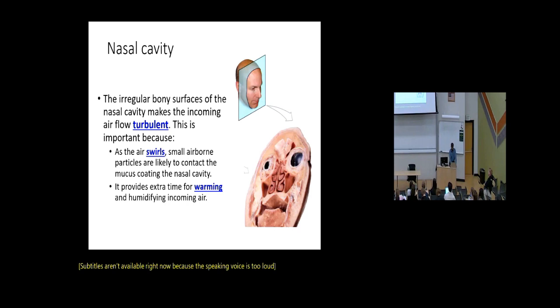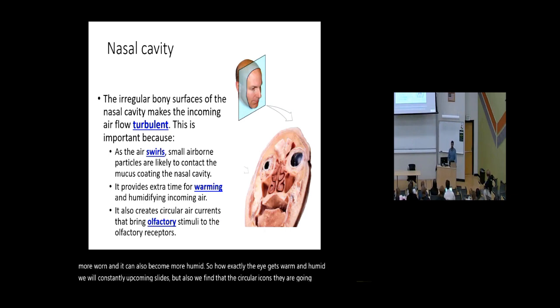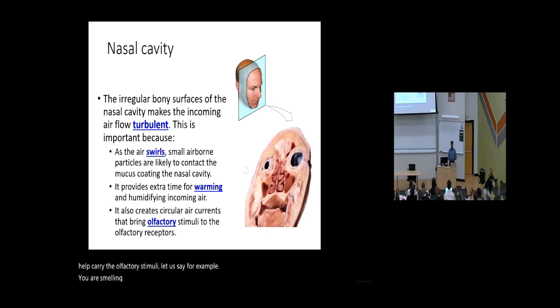And we also find that the longer it spends there, the air can become more warm, and it can also become more humid. How exactly the air gets warm and humid, we will consider in the upcoming slides. But also we find that the circular air currents are going to help carry the olfactory stimuli. Let's say, for example, you're smelling coffee. There are around 600 compounds in coffee, which gives its aromatic flavor. So the longer they spend time in your nasal cavity, the signals can be sent to the brain.